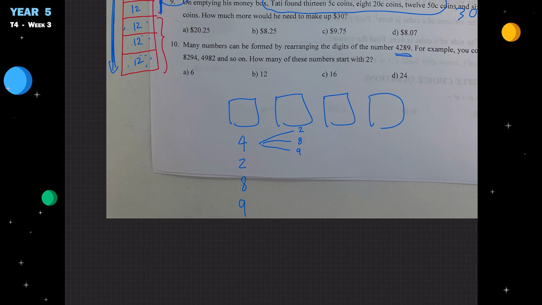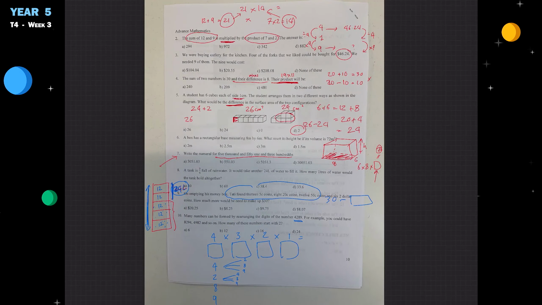If the 2 was the first, what would the second one be? It will be 4, 8, 9, and so on. So there's 4 numbers we can place in here. There's only 3 we can place in here, then 2 and 1. So what we do with the possibilities, we multiply them, and you get the answer. Alright, hope that helps.